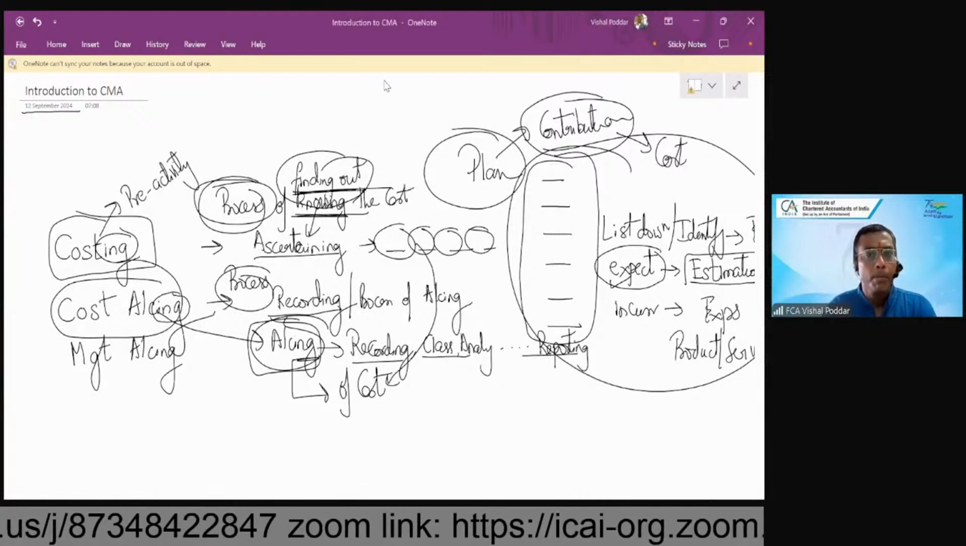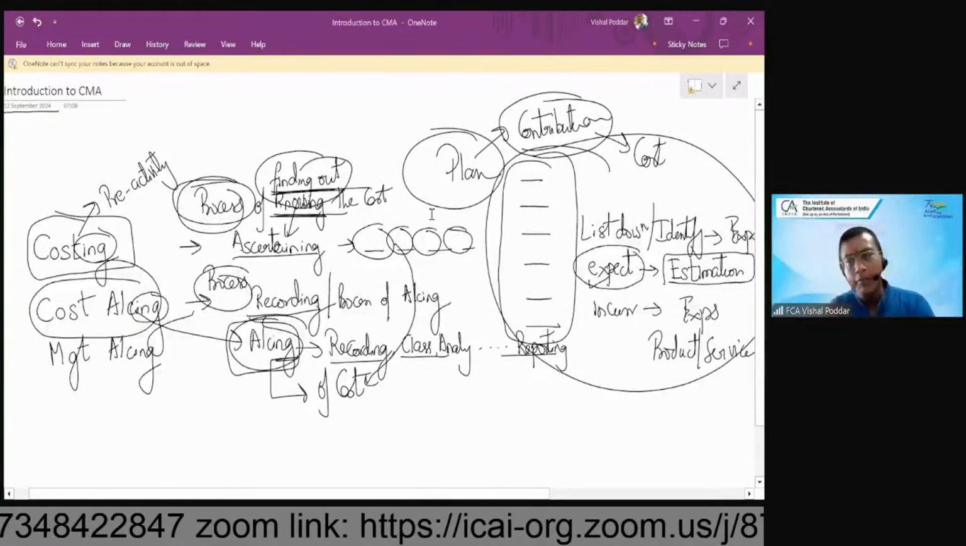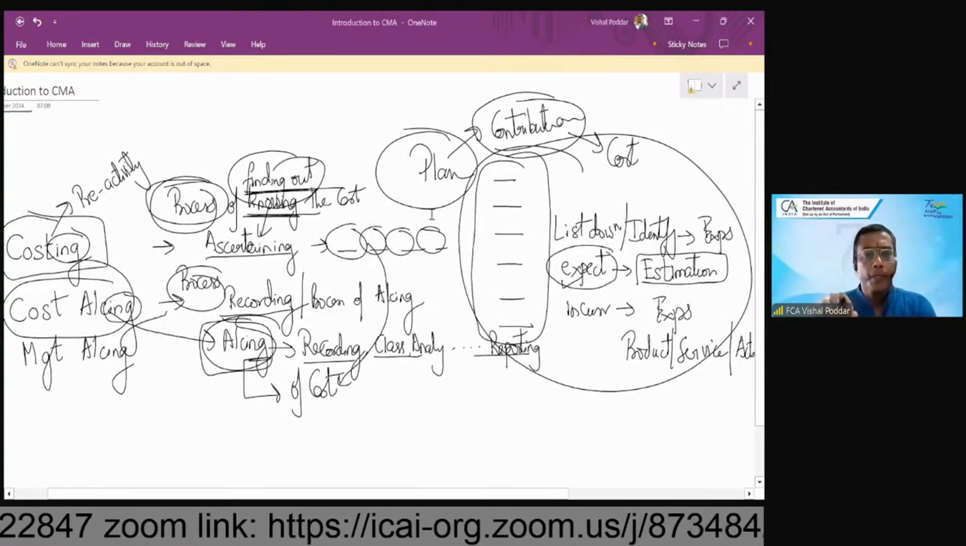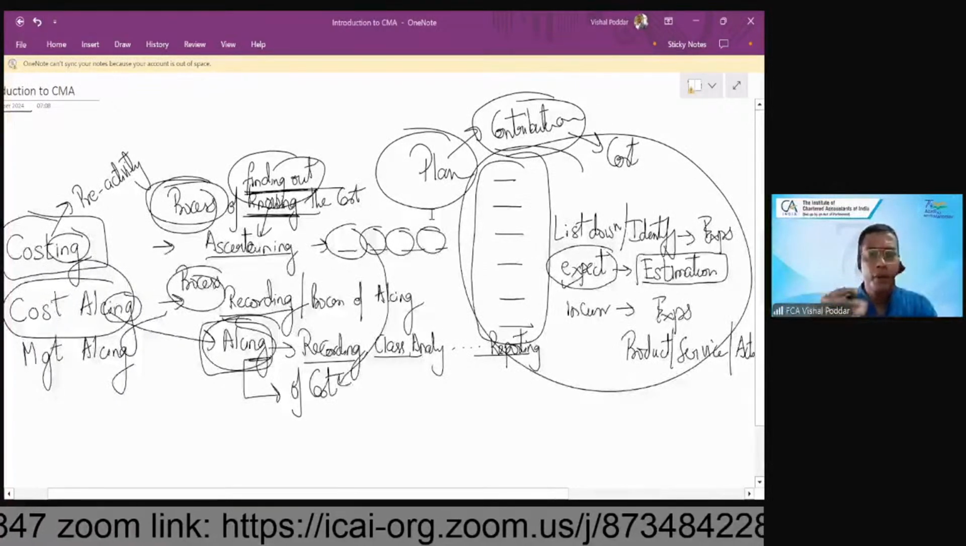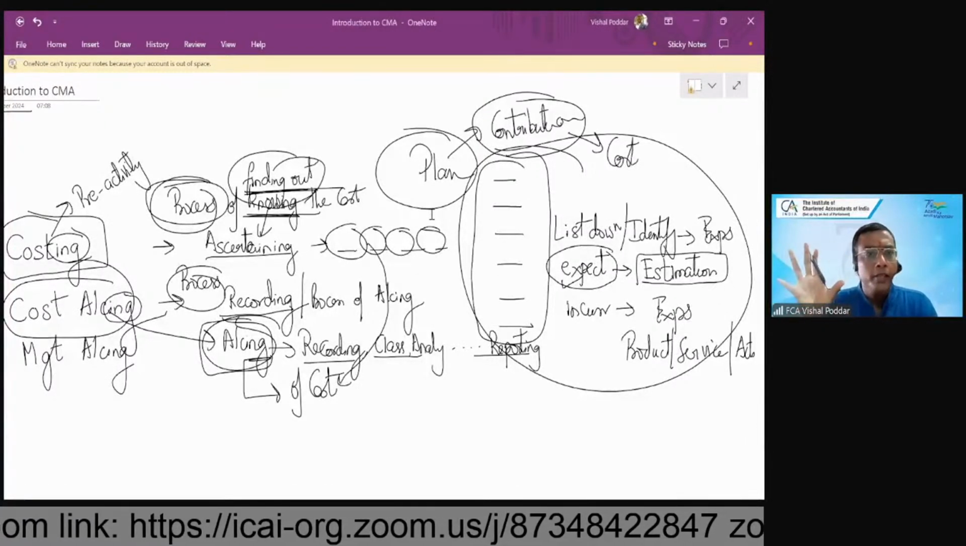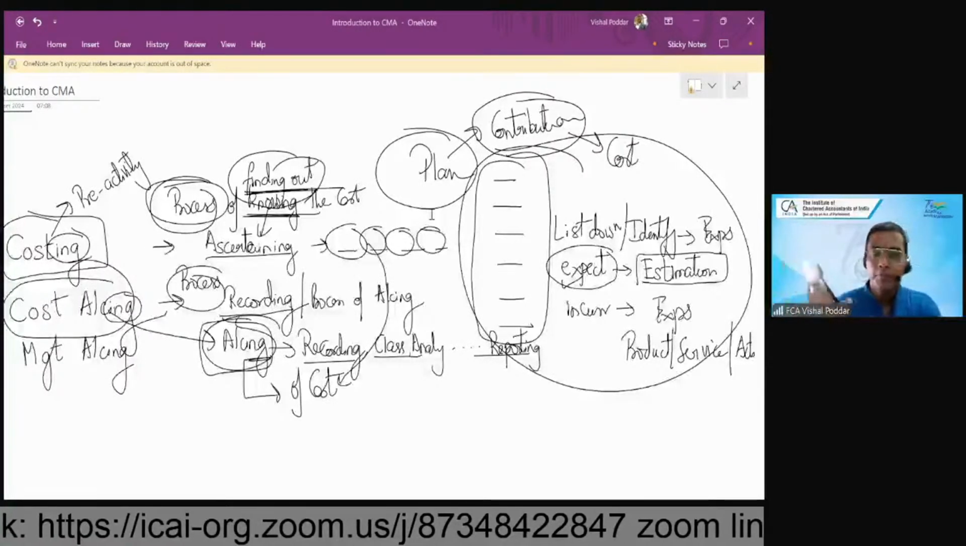Sir, please explain difference between cost accounting and financial accounting. Okay, sir, I have not yet come to that. I'll come to that, sir. That is anyways part of the theory part. But right now I'm going by a sequence, by a flow. Okay, anybody has a different question relating to costing, cost accounting?